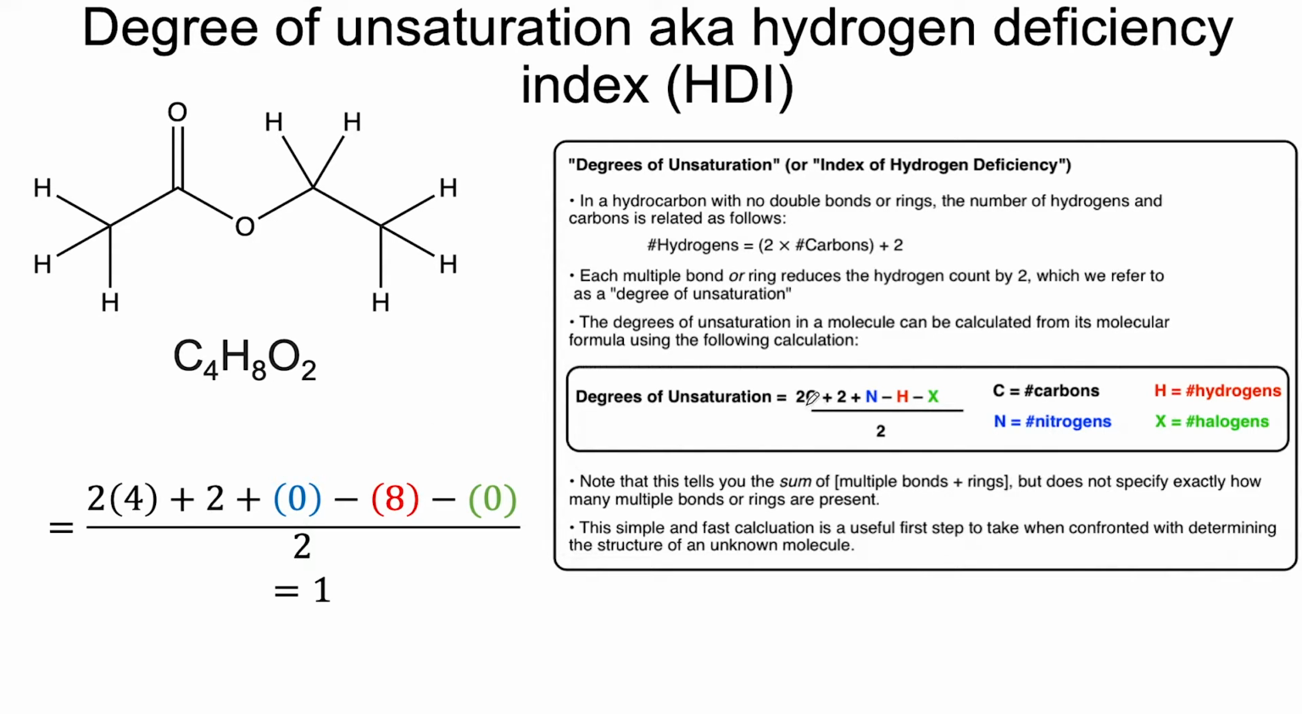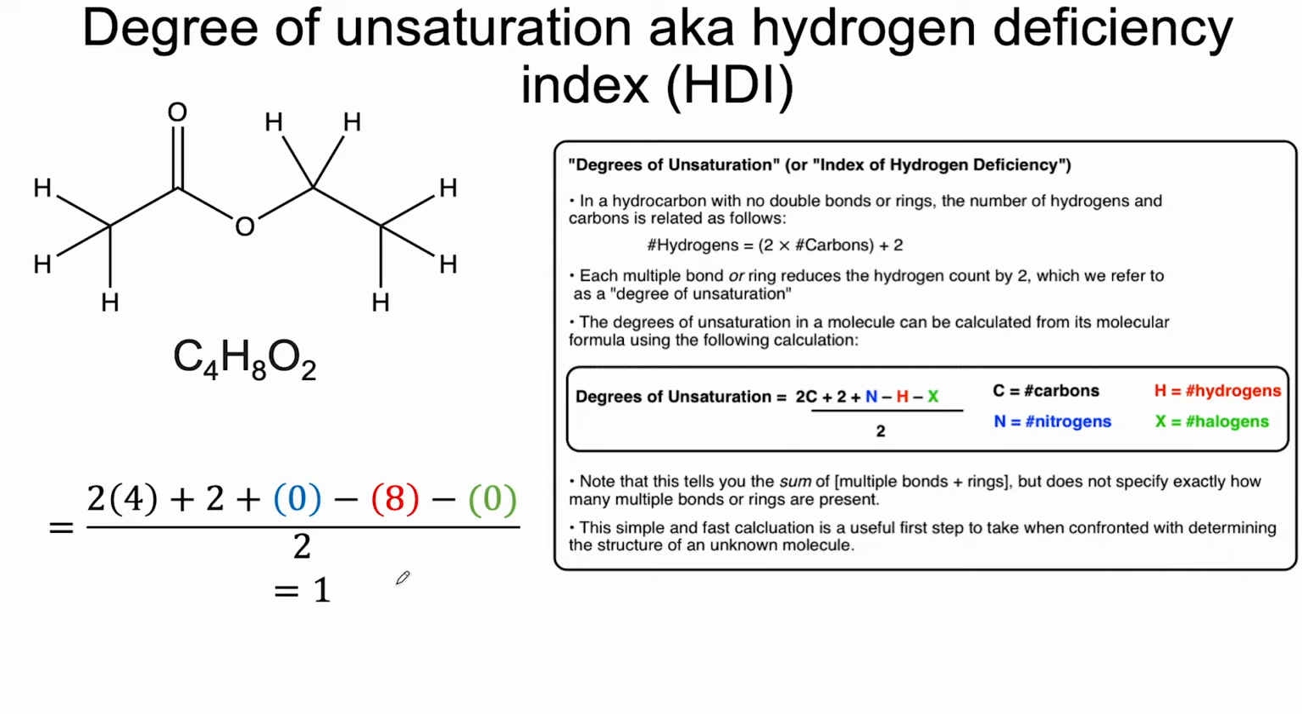So here's the equation: 2C plus 2 plus the number of nitrogen minus the number of hydrogen minus the number of halogens, divided by 2. In a simple molecule like this without any nitrogen or halogens, these two values are 0. If you plug and chug, the 4 gives you 4 carbons. There are 0 nitrogen, 8 hydrogen, and 0 halogens. So if you perform this expression, divide by 2, you get an index of 1.